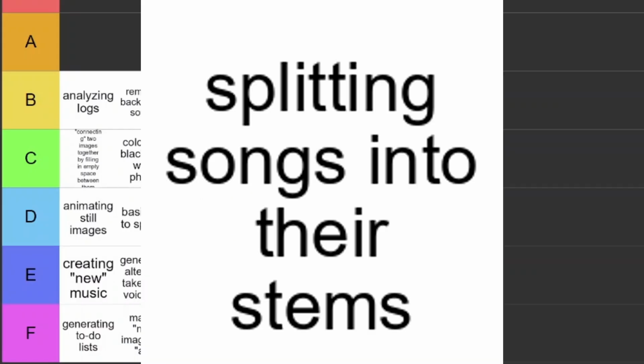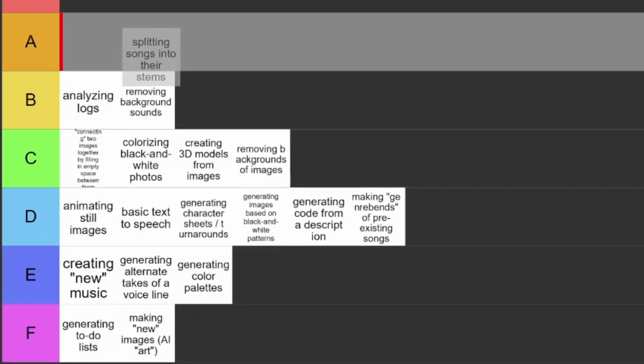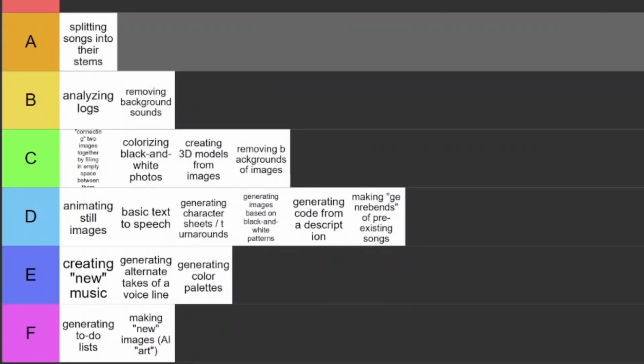Splitting songs into stems. This one's going in A tier because I literally do this every day. It is incredibly difficult to get stems from songs, especially for someone who's not good at music production like I am. And AI can do it not perfectly, but leagues better than I can personally. And I've been making mashups for years, so it's very impressive. I'm gonna say A tier for that, just because like I said, I do it every day.